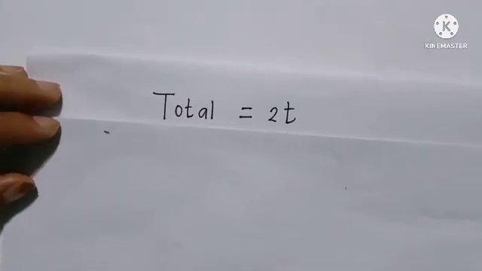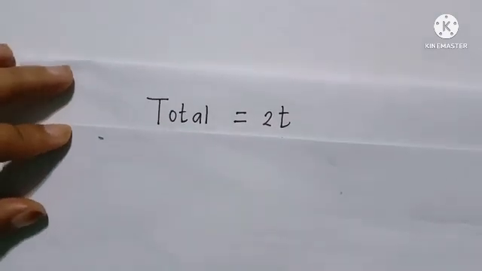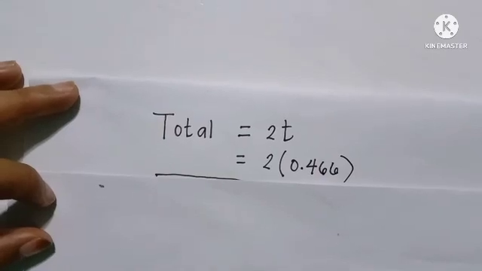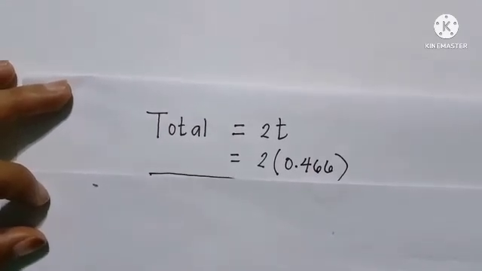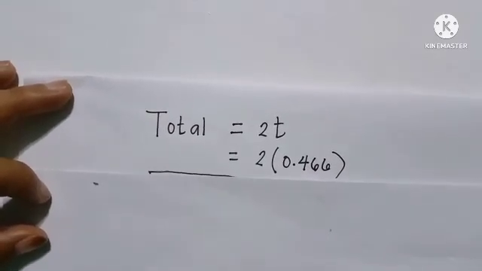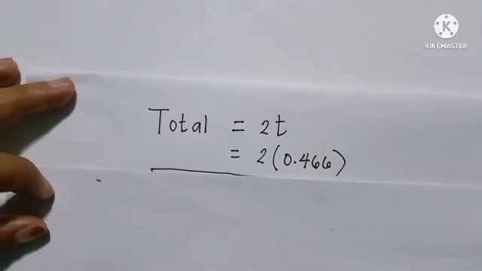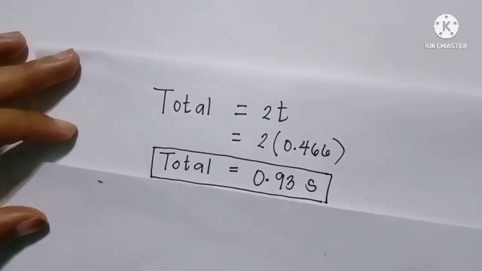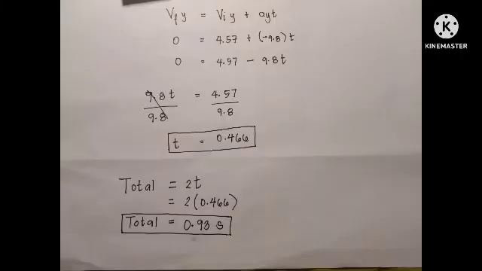Let's proceed to get the total. So total is equal to 2 times t, or time. So total is equal to 2 times the value for time, which is 0.466. Multiply the two of them, so we will come up with the final answer: total is equal to 0.93 seconds.